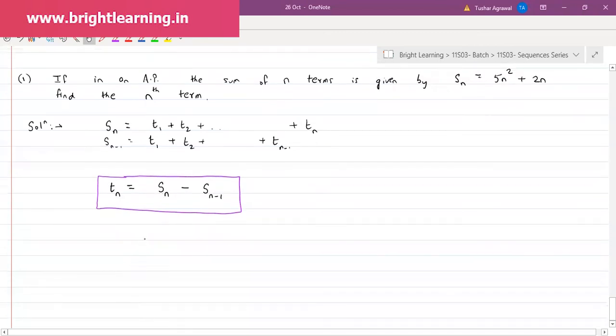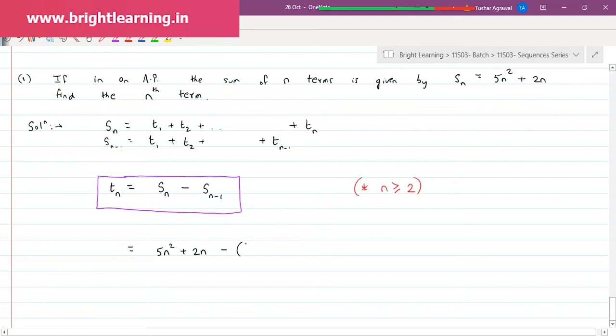So what is sum of n terms? Sum of n terms is 5n square plus 2n. And note here, there is an important condition, that n should be greater than or equal to 2. Only then this formula is valid. For n greater than or equal to 2 only, this formula is valid. For n equal to 1, the formula fails.